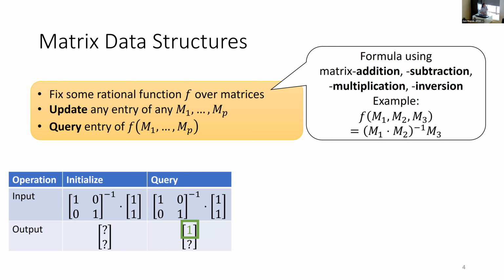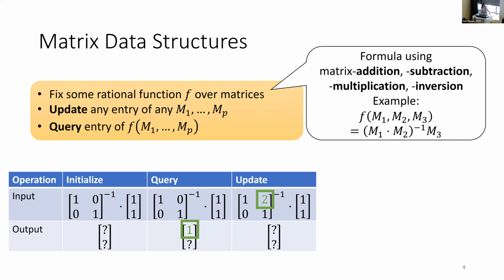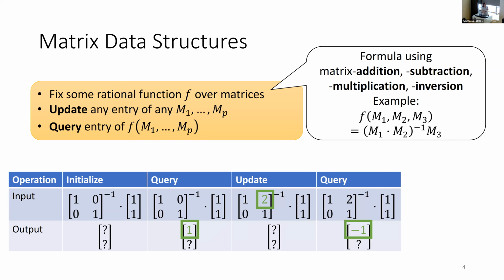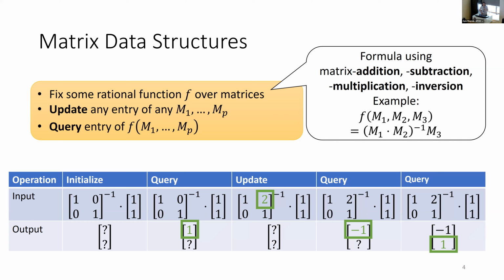But we can also perform updates. We can tell the data structure, this entry of our matrix, we want to change that to, for example, the number 2. Again, since we changed the input, we don't know what the new output looks like. So we can perform queries and ask the data structure what the resulting vector looks like. And you can perform more updates and more queries. The hope is that for whatever iterative algorithm you have, instead of recomputing the value of that formula from scratch every time, you can use the data structure, which hopefully is faster. So then the algorithm will be faster as well.